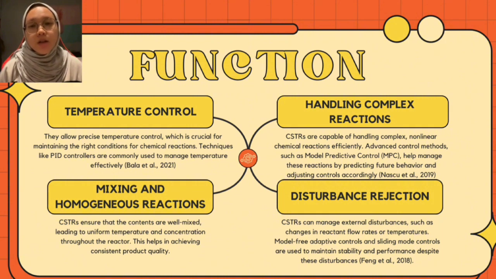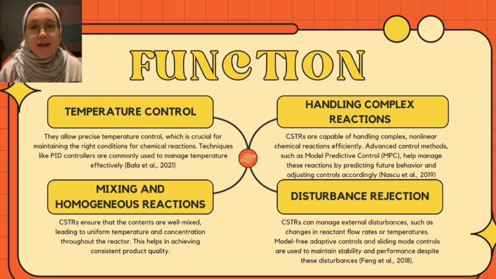The first function of CSTR is consistent mixing. CSTRs ensure that the contents are well mixed, leading to uniform temperature and concentration throughout the reactor. This helps in achieving consistent product quality. The second function is temperature control. They allow precise temperature control, which is crucial for maintaining the right conditions for chemical reactions. Techniques like PID controllers are commonly used to manage temperature effectively.